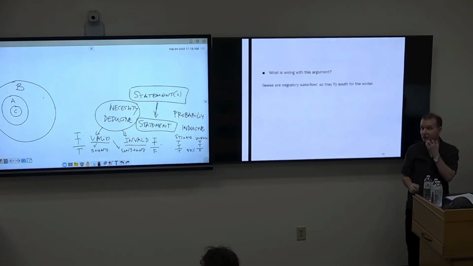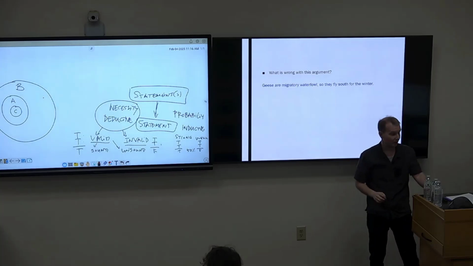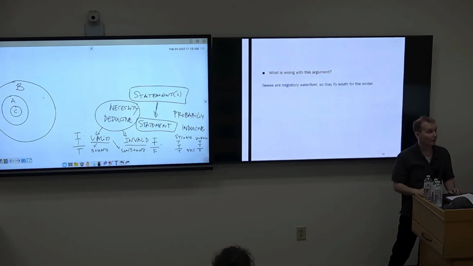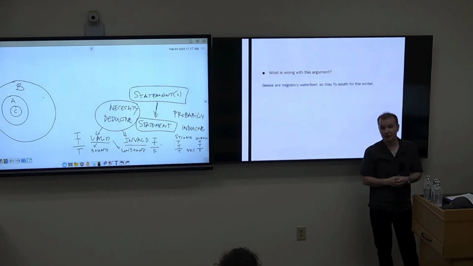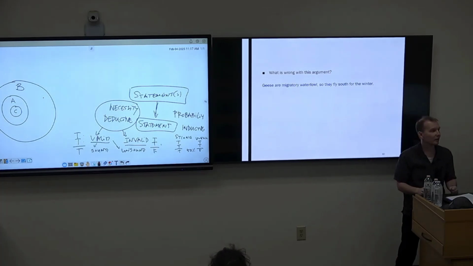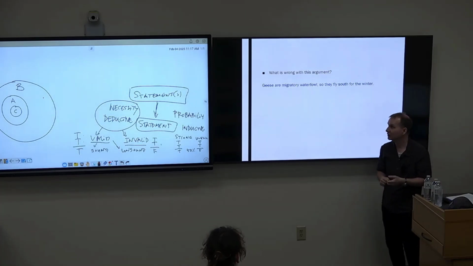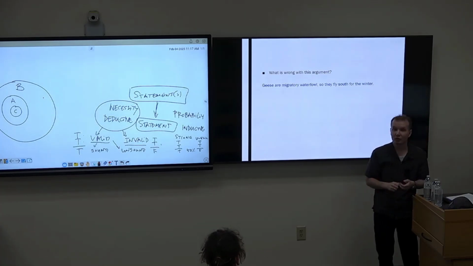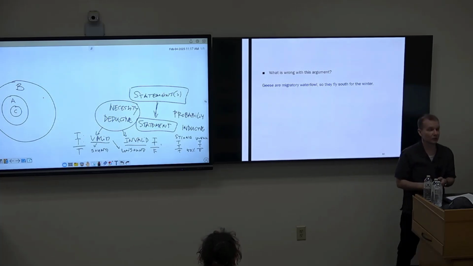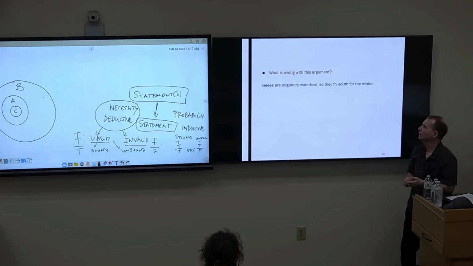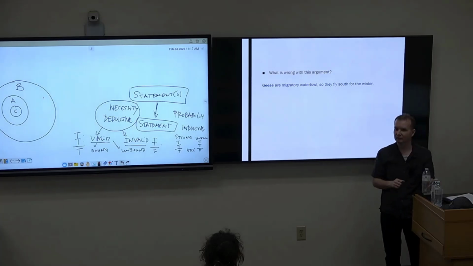Now let's look a little bit at language, because we will need that, especially towards the end of class. Let's say we have this argument, right? This is something you may hear people say. He is a migratory waterfowl, so they fly south for the winter. Now, people usually don't think about this when they encounter it in language, but let's try to look deeper into it. First of all, what is wrong here? How do you know that the conclusion follows from the premise? He is a migratory waterfowl. Why does it mean they fly south for the winter? What is missing?